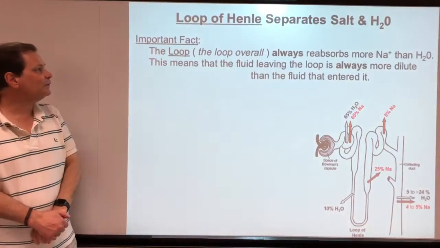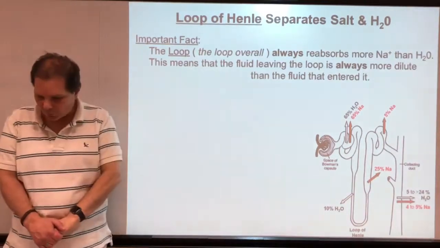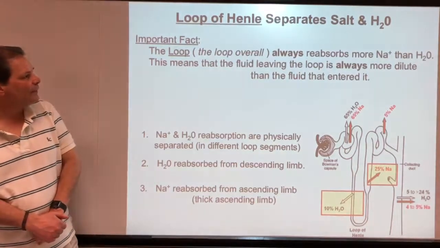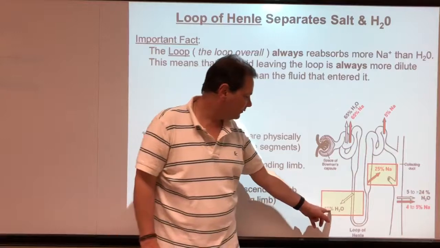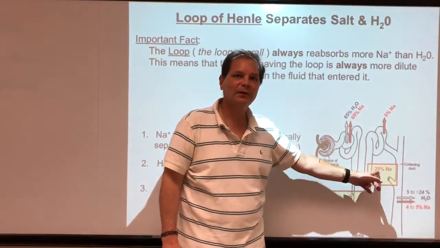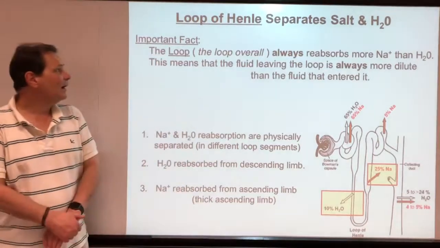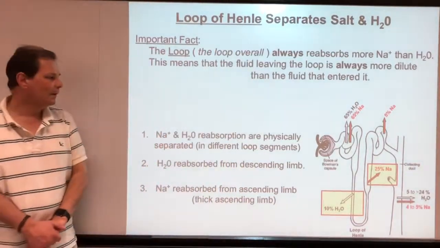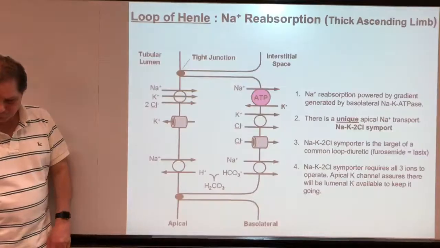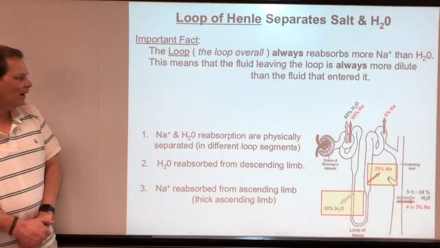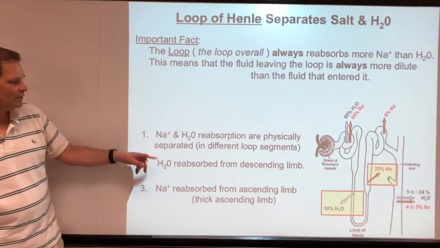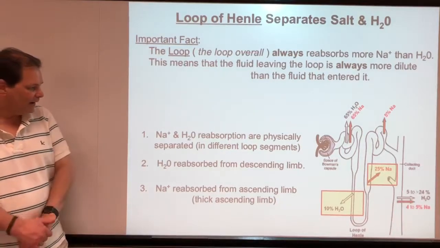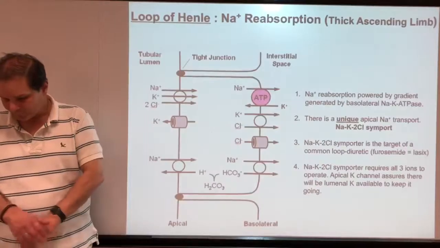So moving on to the loop of Henle, again, this is where we separate our salt and our water. Note that you always reabsorb more sodium than water. So for instance here, we've reabsorbed 10% water, the sodium transport, 25% reabsorption, okay? And that means that the fluid leaving this ascending loop is going to be relatively dilute. So the sodium and water reabsorption are physically separated by the descending loop and the ascending loop, as I said before, and that is obviously something to bear in mind.